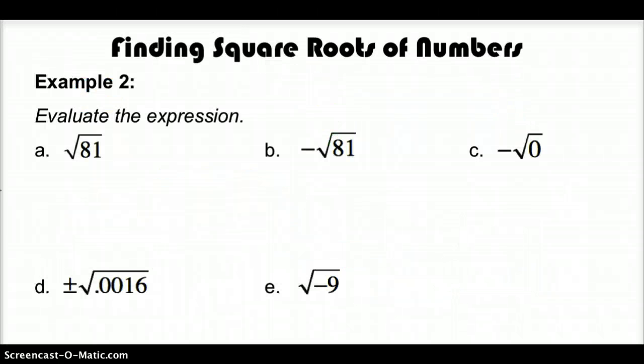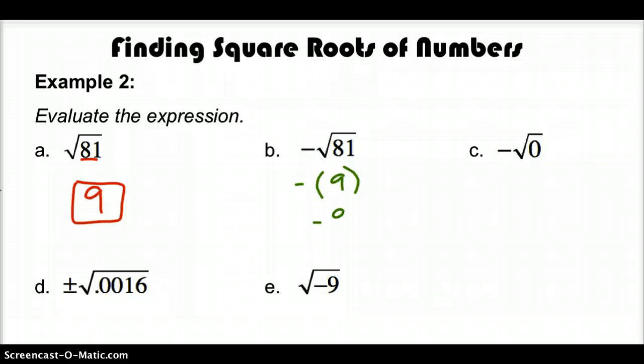In part A, they ask us for the positive square root of 81. I know that 81 is 9 times 9, so again, what number multiplied by itself gives you that radicand of 81? Your answer is just going to be positive 9. In part B, they ask for the negative square root of 81. So again, this is like negative 1 multiplied by what number multiplied by itself gives us 81? Well, it's 9. And so this turns into negative 9 for our final answer.